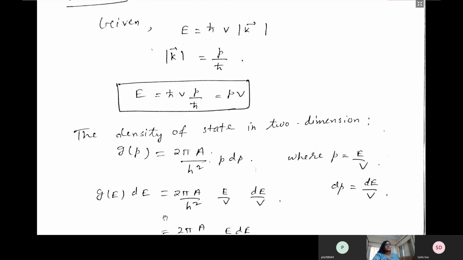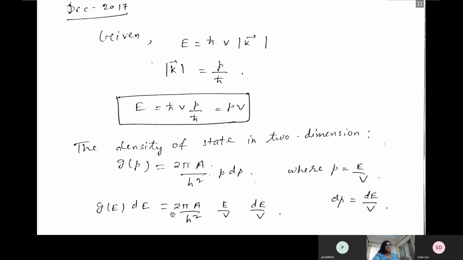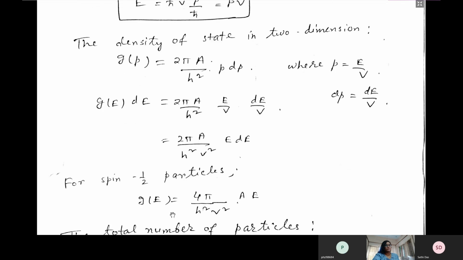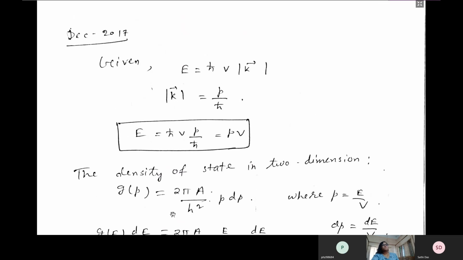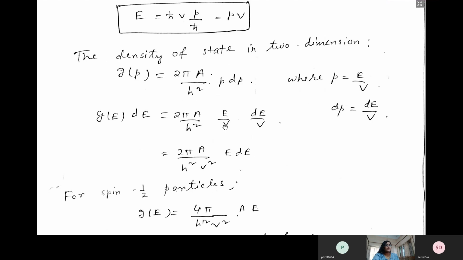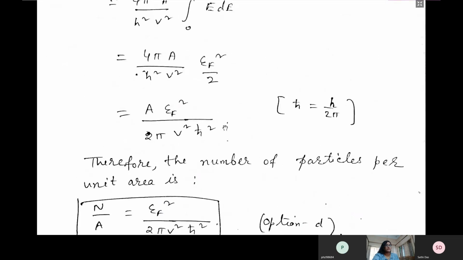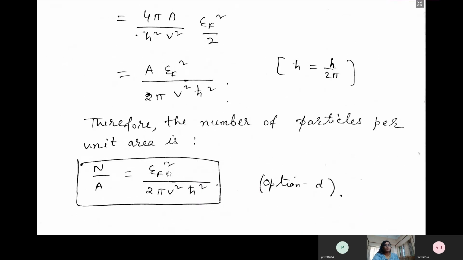Okay, the next question is from December 2017. This type of question I have already discussed. So here also it is the same type of question that was asked earlier: the energy E-k relationship has been given, and you are asked to find out N by A, that is rho, proportional to EF, or you have to find out the rho value in terms of EF, the Fermi energy.